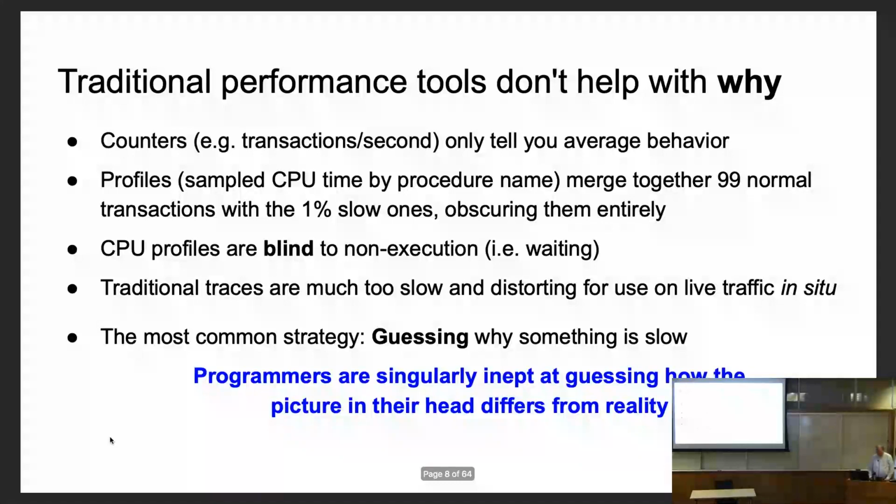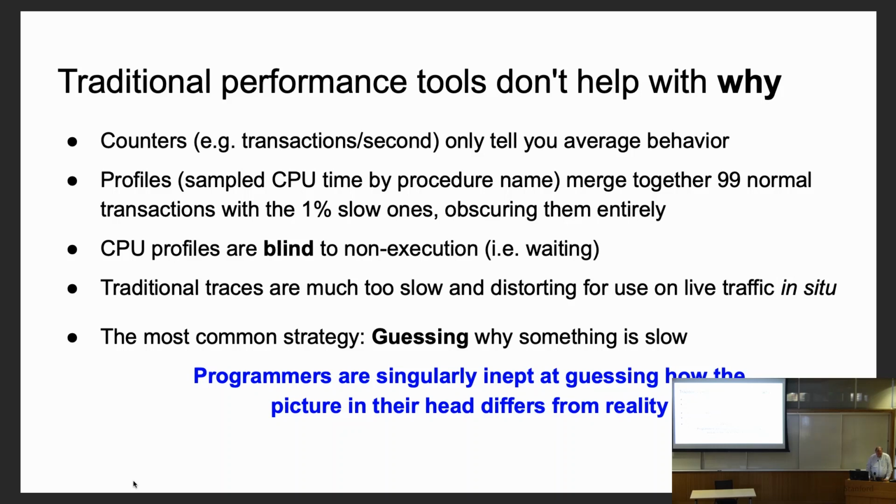Traditional performance tools as an industry are incapable of explaining these slow things. Counters, a number of things that happen, performance counters, things like that. They only tell you about average behavior. They don't distinguish the good cases from the bad cases. They just say, here's what happened overall over the last 10 minutes or whatever. Profiles, where you sample the PC and see what it's doing, again just average together the good cases and the bad cases. And in doing so, they drop the signal-to-noise ratio about the bad cases by a factor of 100.